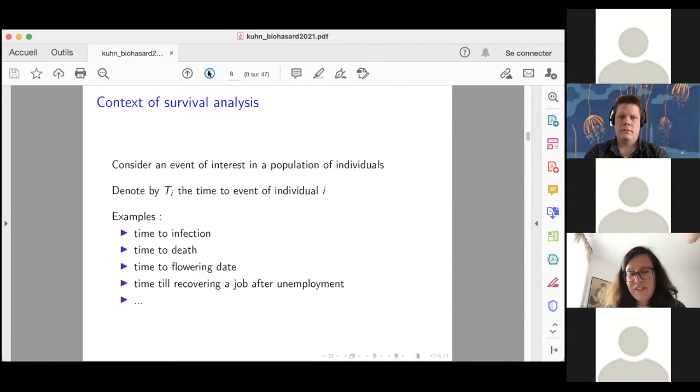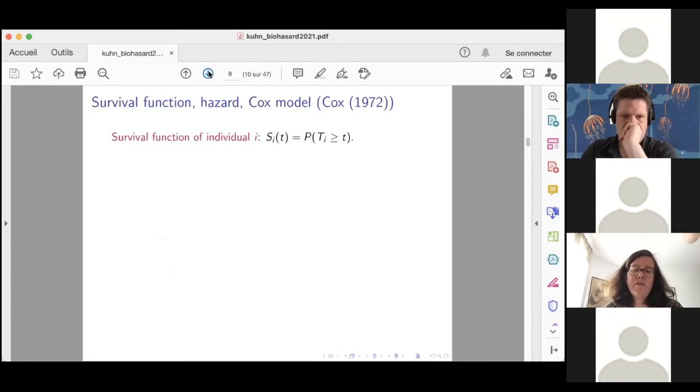In some applications at INRAE, we consider time to flowering date for some plants. You also have applications in economy. We can consider time until recovering a job after an unemployment period and so on. So the quantity involved in this type of analysis is the survival function.